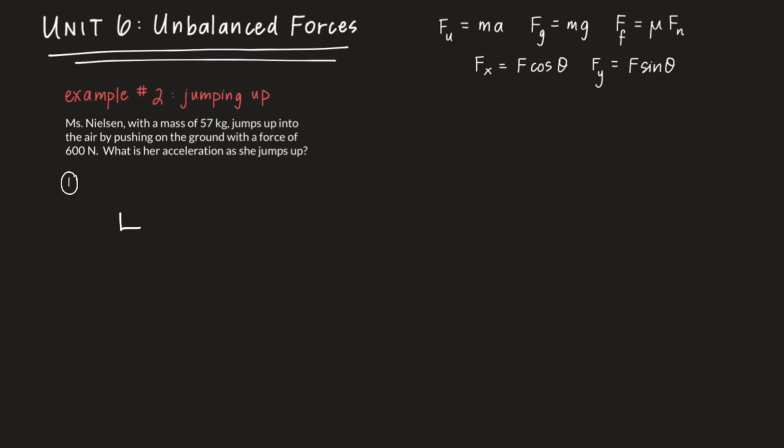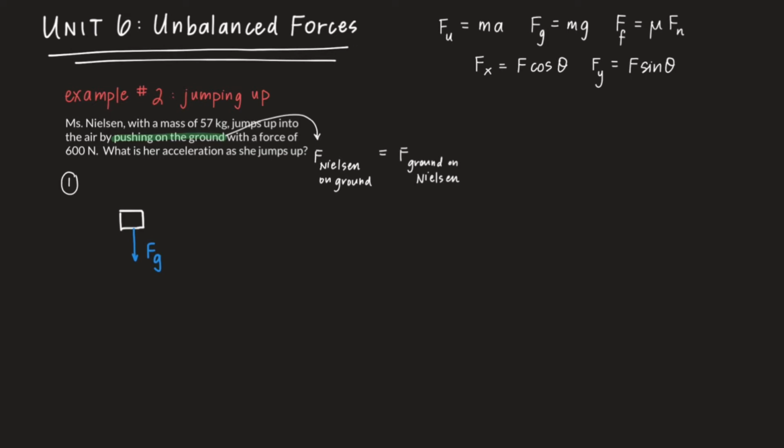I'm going to draw a box to represent me, Miss Nielsen. I live on Earth, so obviously the force of gravity is going to be pulling down on me. So pulling straight down is Fg. And if I'm standing on the ground and I want to jump up, if I want to accelerate up, my unbalanced force has to be up as well, right? So I'm pushing on the ground here, and if we remember Newton's third law, the force of me pushing on the ground is equal to the force of the ground pushing on me. Every action has an equal and opposite paired reaction.